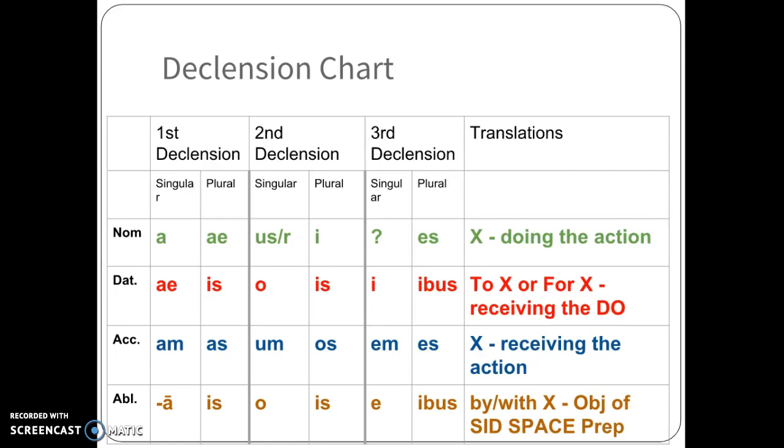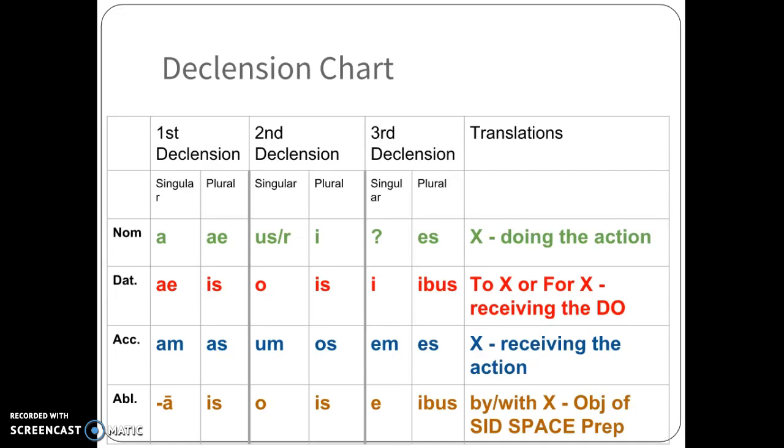Alright, so the order that we have now is nominative, dative, accusative, and ablative. The only thing we have left to add is the genitive, and that'll be in a couple of weeks. So our first declension endings are a, I, and a. And then the plurals are I, is, us, and is. For the second declension, it goes us, o, o. And then the plurals are e, is, os, is.